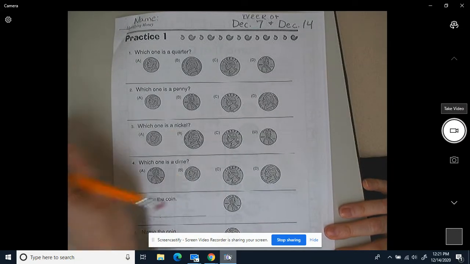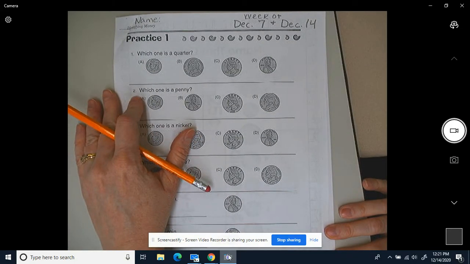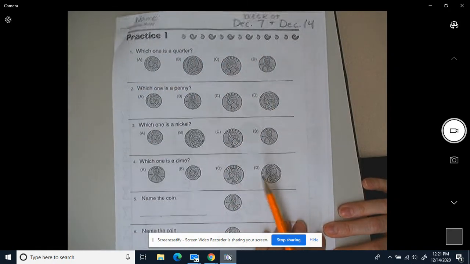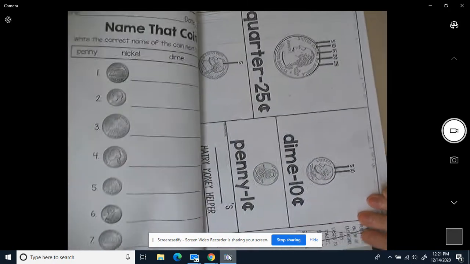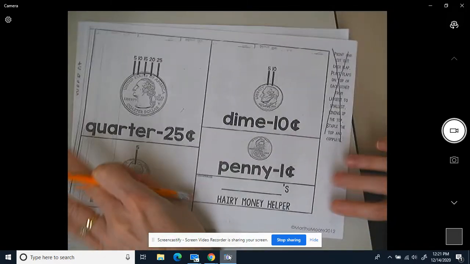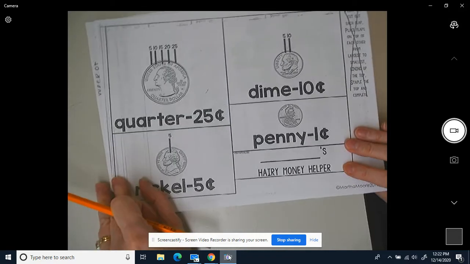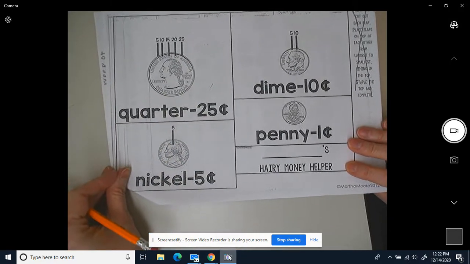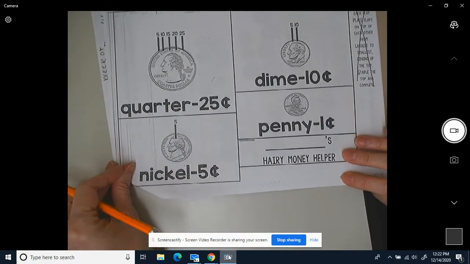Hi, boys and girls. We're going to be working in our coin packet again this week. So please find it. It looks like this, and you've already done some of the pages. I told you last week that we were skipping this page and moving it to this week. So we're going to talk about it today.